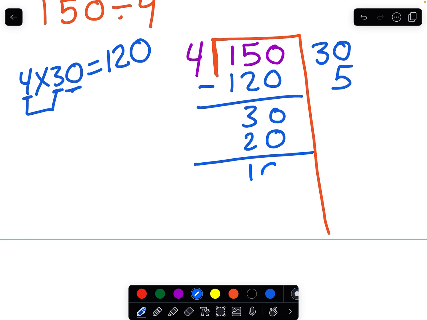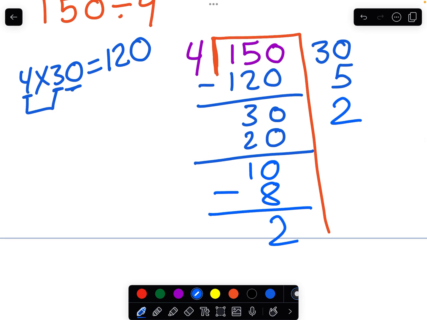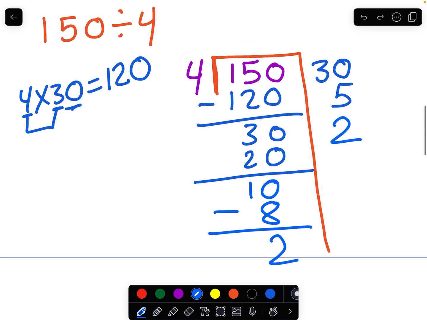30 minus 20 is 10. How many times does 4 go into 10? It goes in twice, because 4 times 2 is 8. Subtract, I get 2. How many times does 4 go into 2? Well, it doesn't, because 2 is less than 4. So we have got our remainder.